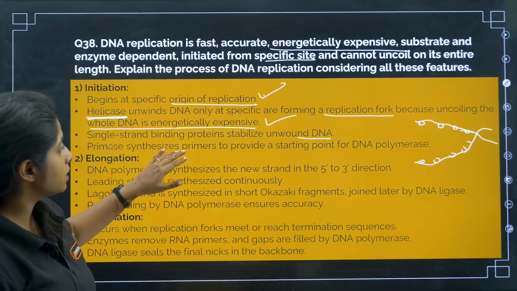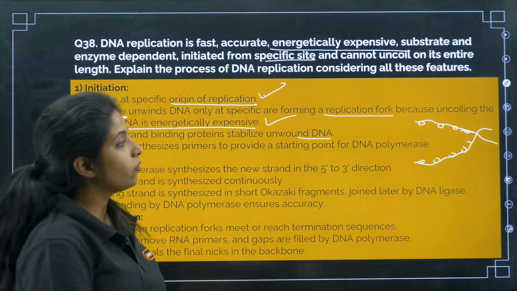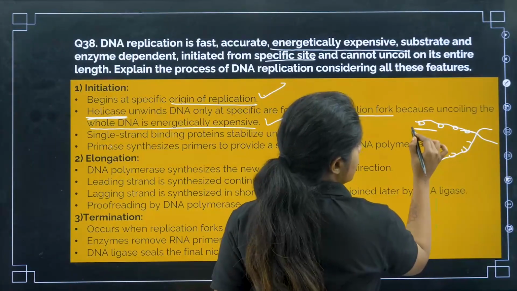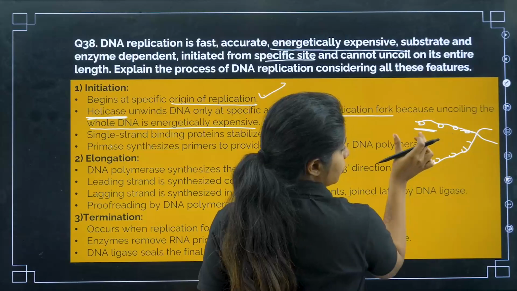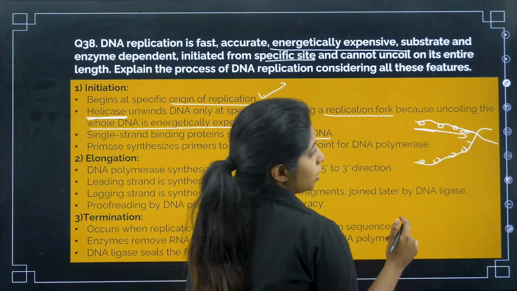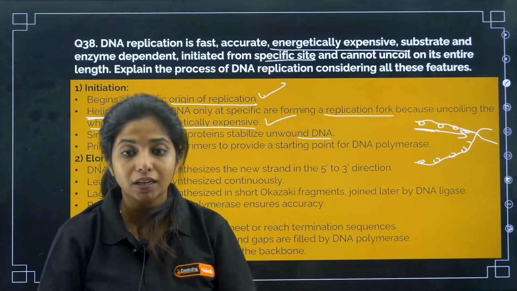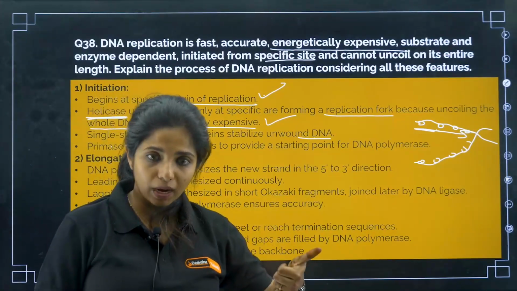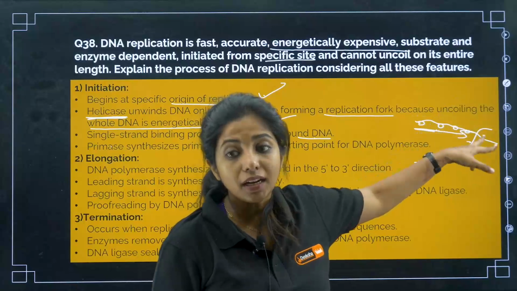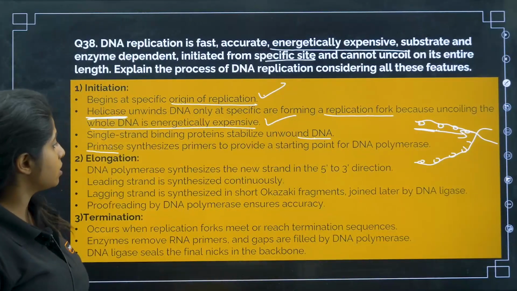Now primase synthesizes primers to provide a starting point for DNA polymerase. There will be primase which will be giving out certain nucleotides like this, and these nucleotides are going to help with what? DNA replication to begin with. So DNA polymerase will bind on these primers and only then will it start elongating. So first you need primase to create the primers, then DNA polymerase will come and elongate it, my dear children. So primase is another enzyme that is needed.